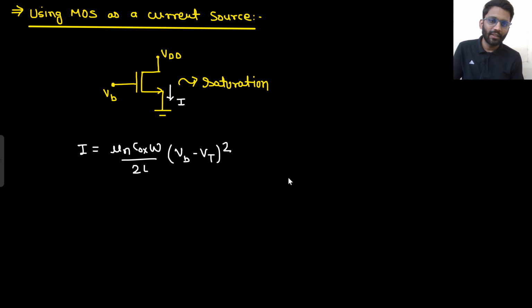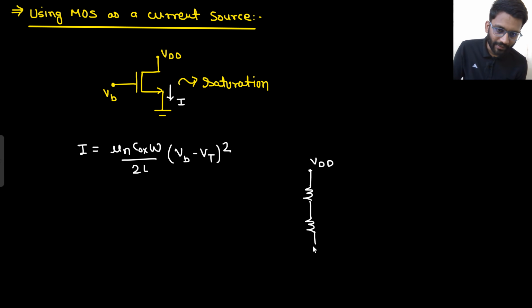How will you make this VB? If you have only one supply, only a VDD supply, how will you make this VB? By a potential divider, right? This is R1, this is R2, and this will be your VB. So VB would be R2 upon R2 plus R1 into VDD.